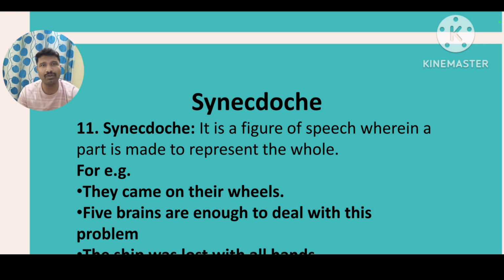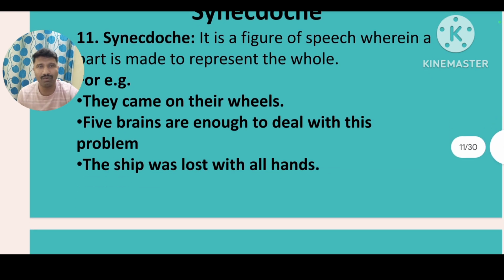This is one more very important poetic device. It is a figure of speech wherein a part is made to represent the whole. For example, they came on their wheels. Understood? See, five brains are enough to deal with this problem. Everybody understood? So one head is better than ten heads, what we say. So that is all the example for this. So, the ship was lost with all hands.